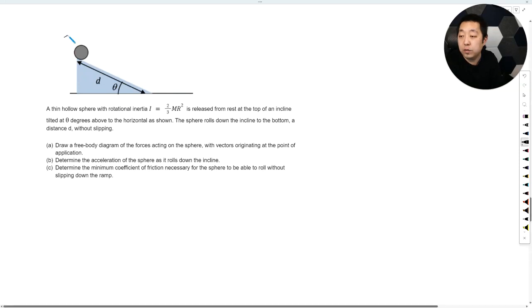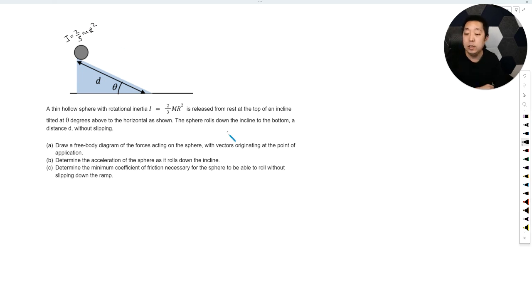So we have a thin hollow sphere. I is equal to 2/3 mr squared. It is released from rest at the top of the incline tilted to angle theta. The sphere rolls down the incline to the bottom at a distance d without slipping. Draw a free body diagram.